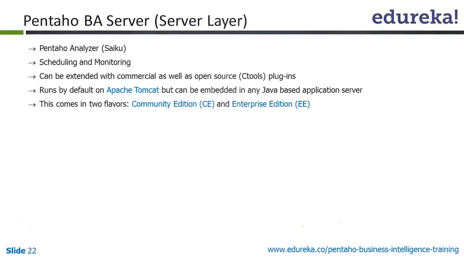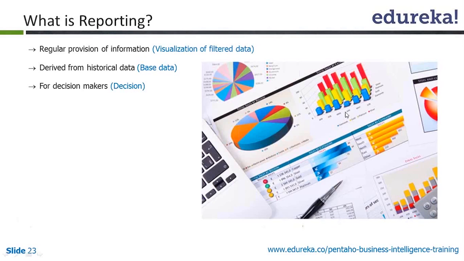And Pentaho Analyzer is basically for ad hoc reporting. Scheduling and monitoring: you can schedule your reports and monitor them. You can schedule it to run at a specific time and deliver to business users through mail and so on. It can be extended with commercial as well as open source plugins. It runs by default in Apache Tomcat but can be embedded in any Java application server. This comes in two flavors, as we already discussed in the previous slide: the Community Edition as well as the Enterprise Edition. So what is reporting?